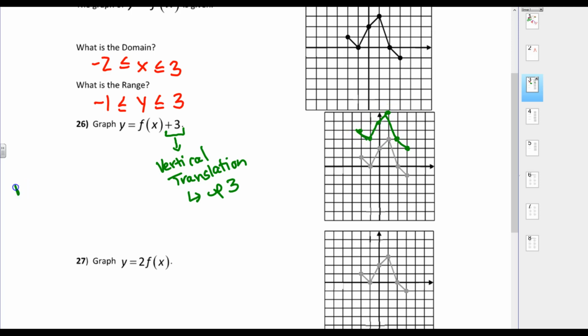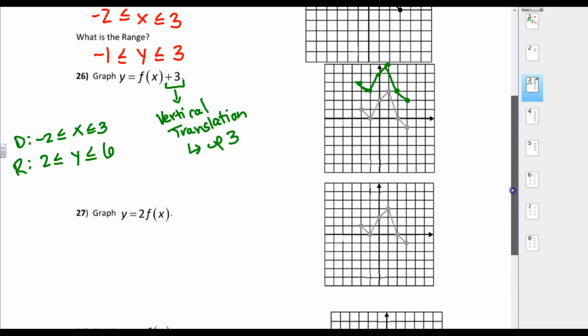My domain in all of this did not change. I'm still going between -2 and 3, but my range, on the other hand, all went up 3 units. So now my lowest value is now at 2, and my highest value is now all the way up at 6. That makes sense because a vertical translation impacts my y values only and sends them all up 3 units.